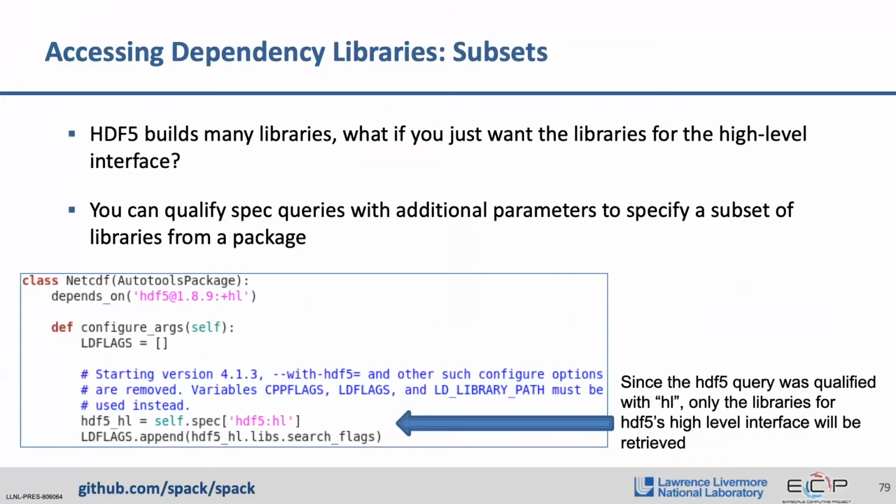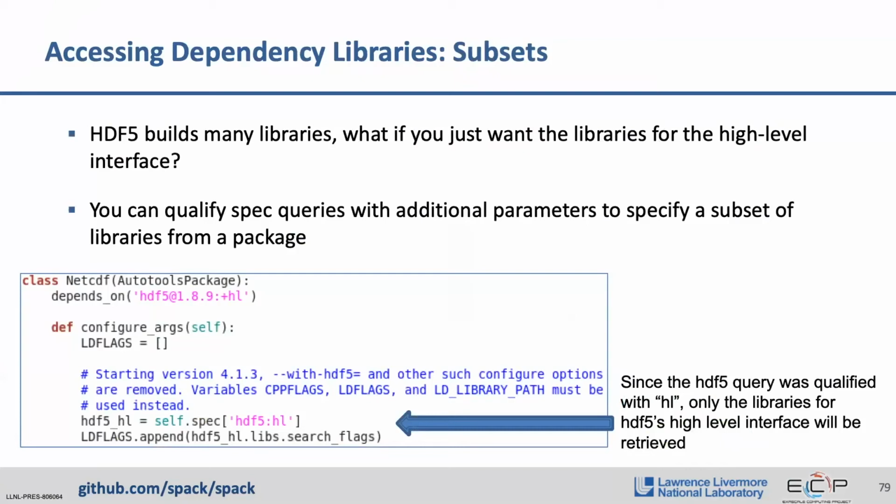Okay. The other thing that we provide is a way to get at subsets of libraries. So for things like HDF5, there are certain libraries that have to do with the high-level interface, the C interface, the Fortran interface, stuff like that. And Boost is like this too. There are different subcomponents in Boost. And you may need to refer just to the high-level interface of HDF5.